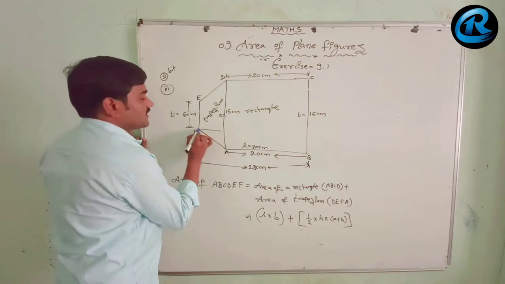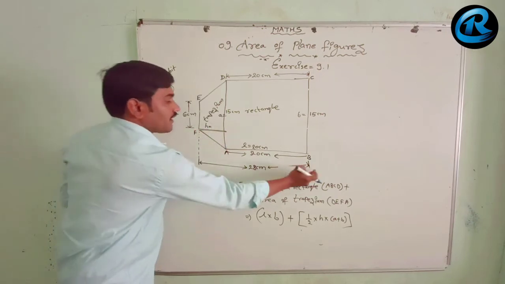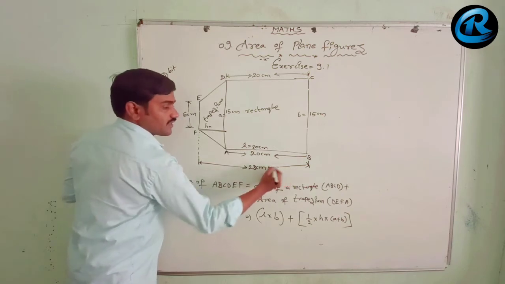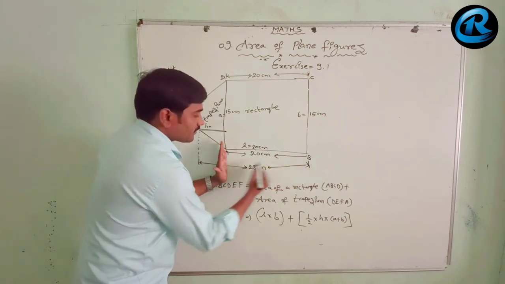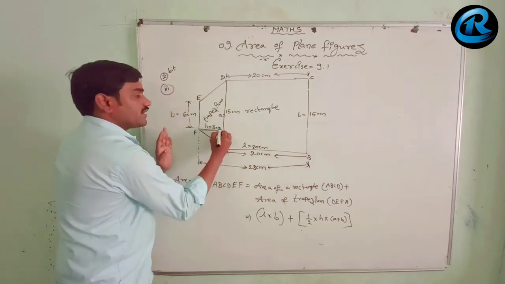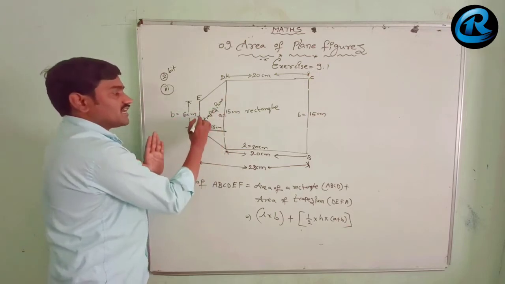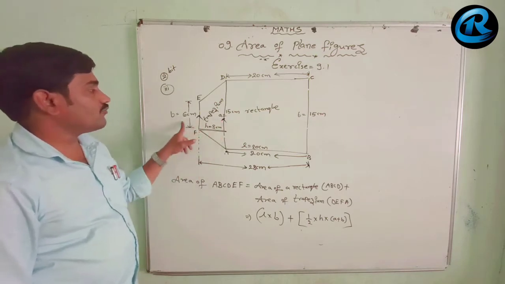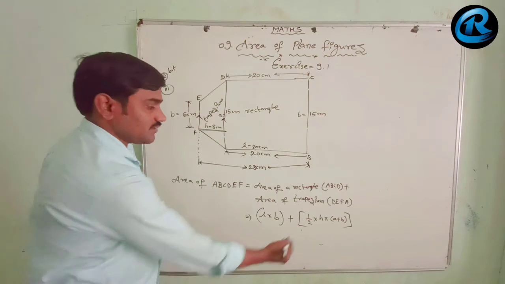The height of the trapezium: completely this total is 28 centimeter, but till here it is 20. The remaining 8 centimeter is the height between these two parallel sides. So we have the h value, a value, b value of the trapezium, and the L value and B value of the rectangle. Let us substitute in this.